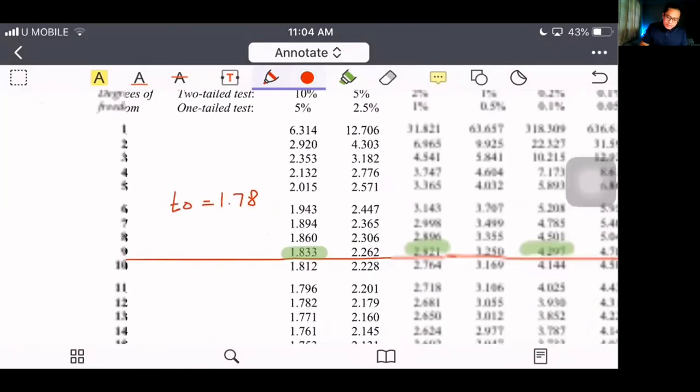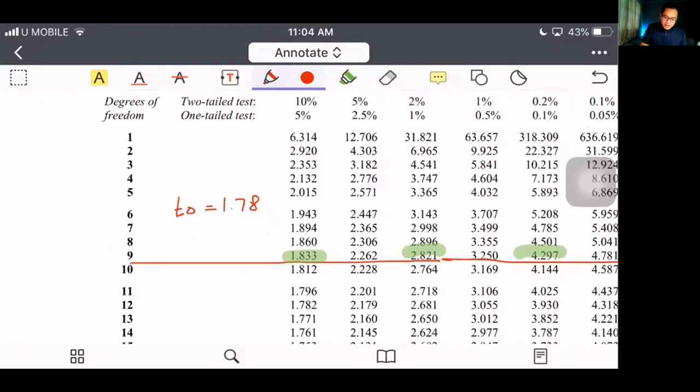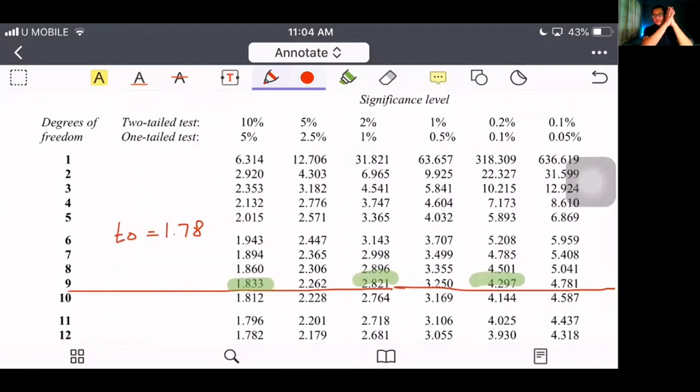In any case of this alpha, you can see 5%, 1%, and 0.1% on your screen there. Will it be possible for H1 to be accepted? Anyone can write in the chat room. Again, the T0 is 1.78. These are the possible chosen alpha. Can H1 be accepted? So Yo Song says in the chat room, no. Good, correct. There's no way H1 can be accepted.